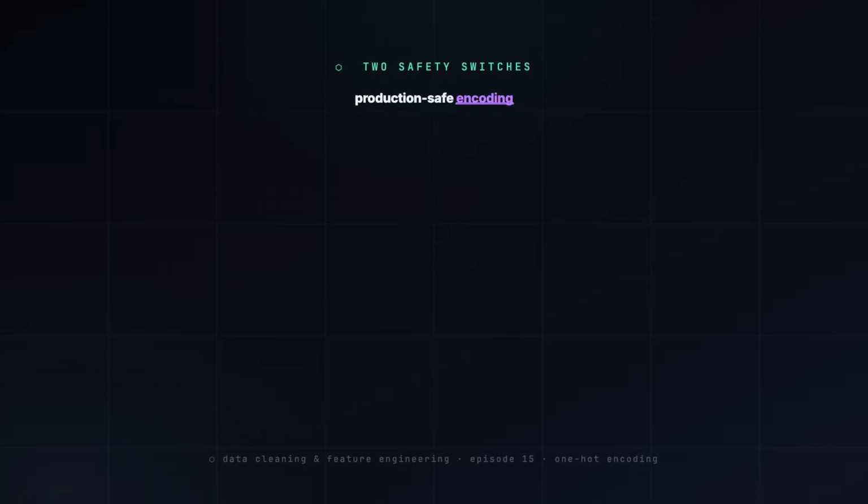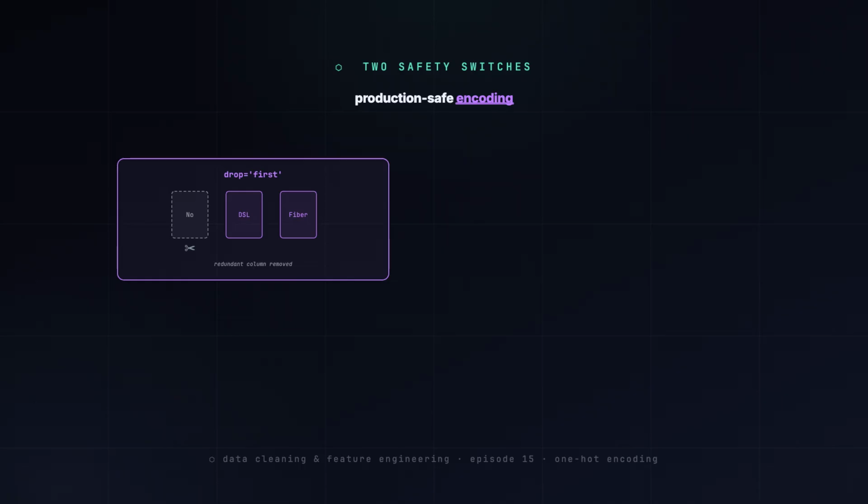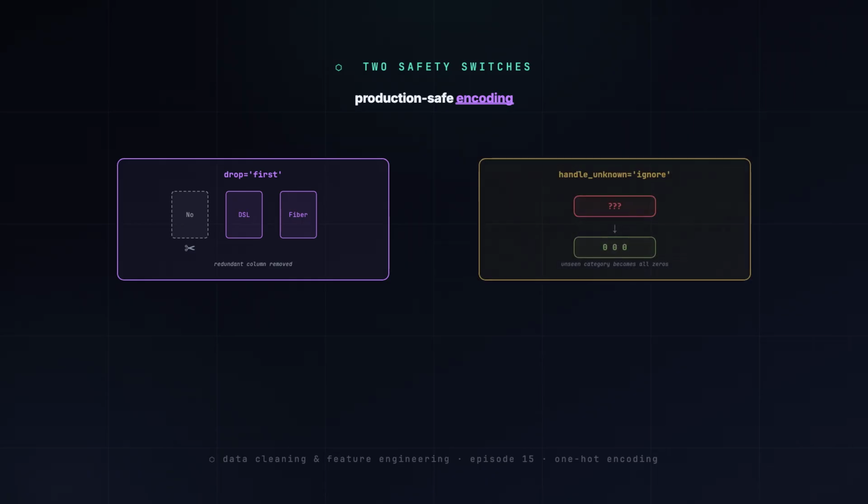2 switches make it production safe. Drop first deletes 1 column per feature because it's redundant. If a row is neither DSL nor fiber optic, it must be no. We don't need the third column to know that. And handle unknown ignore says if test shows a category train never saw, encode it as all zeros, don't crash.